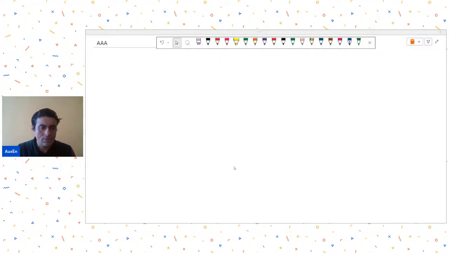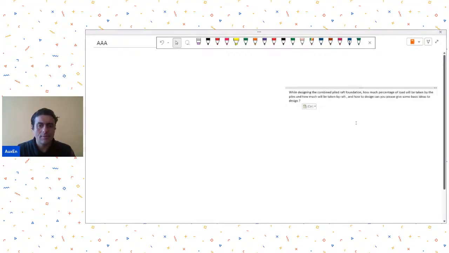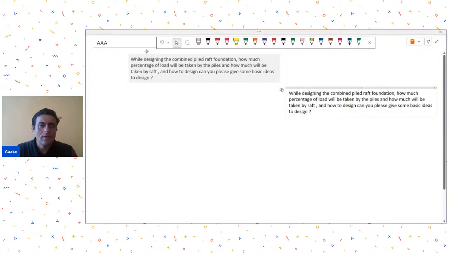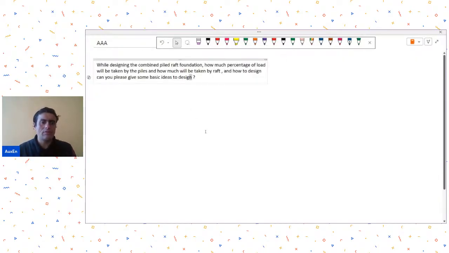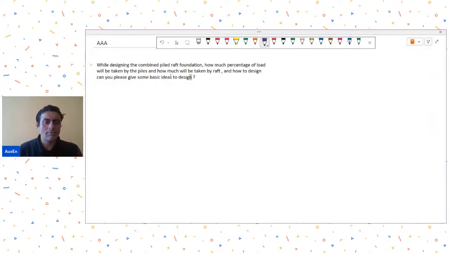And first query is from engineer Naveen MG. He is from Bengaluru, and he is a postgraduate student and a working professional. So he's asking, while designing the combined piled raft foundation, how much percentage of load will be taken by piles and how much will be taken by raft, and how to design? Can you please give some basic ideas?